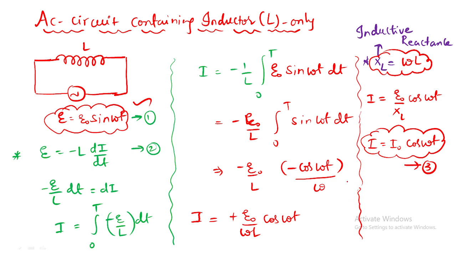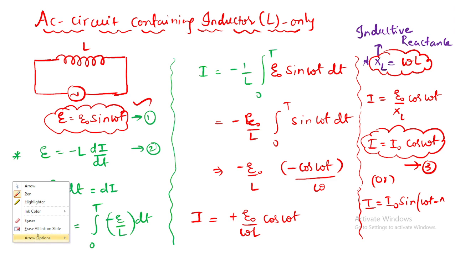Just finish it faster. Got it? Or else this entire thing can be written as I is equal to I naught times sine of omega t minus pi by 2. I'll use the next slide.